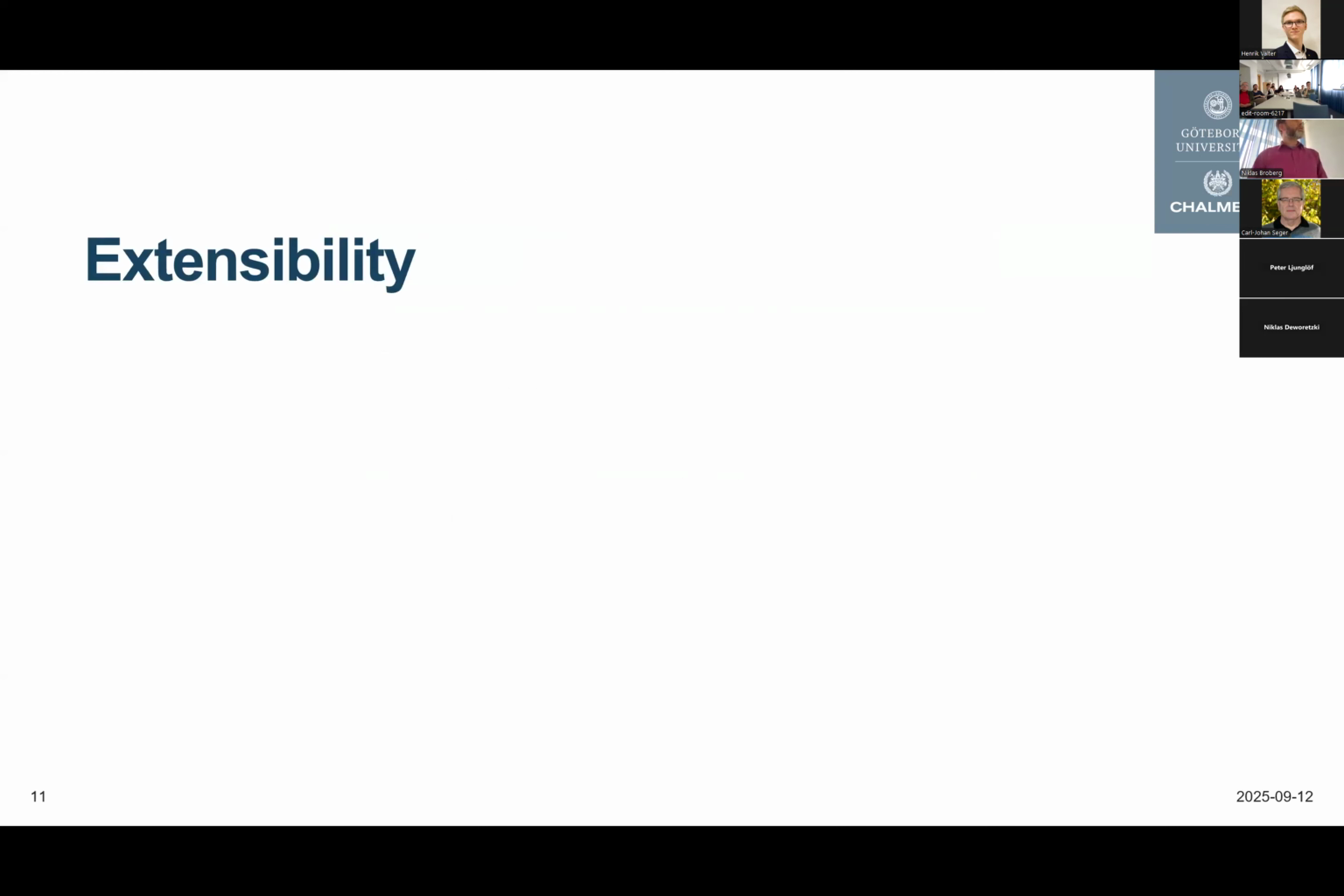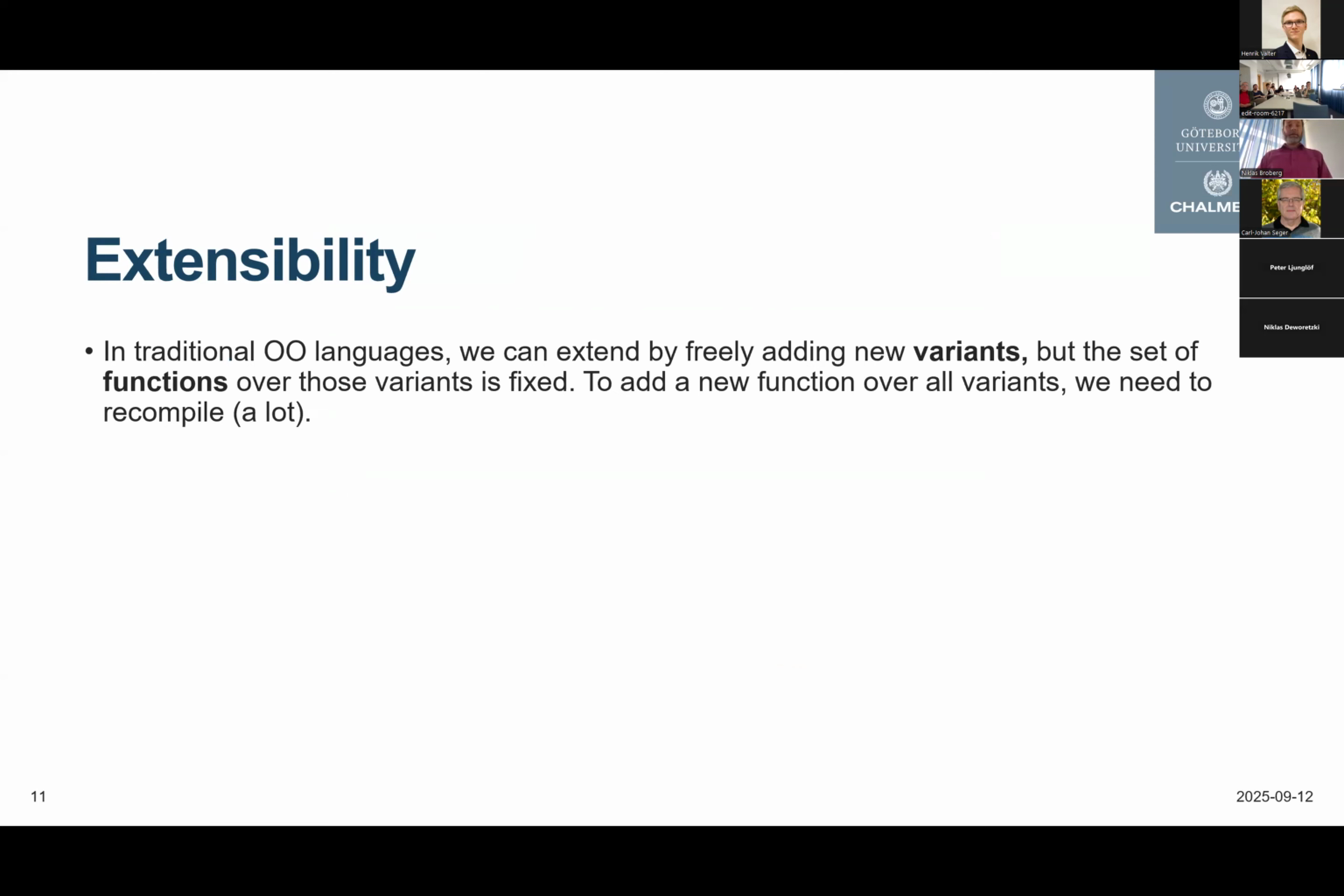So for the purposes of extensibility, in traditional object-oriented languages, we can freely add new variants, but the set of functions that we expect over those variants is fixed. Okay? There are some caveats, I'll get to that, but this is the general trend. If we want to add a new function that should be applicable to all the variants, we need to go in and actually change the source code, and then we compile. So this breaks the expression problem, as this is not a solution.